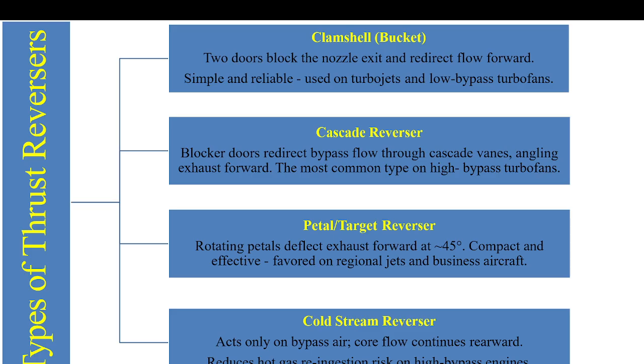Precisely, this can be used for smaller aircraft. Next is the rotating petals, which reflect the exhaust at 45 degree angles and are used for Learjets, or simply business class aircraft, such as 6-seater, 10-seater or smaller aircraft. Next is the cold stream, which is precisely used in high bypass engines, in our case the turbofan engine, where the cold stream is passed over the hot exhaust stream and reduces the temperature of the exhaust getting out of the nozzle. These are some of the different types of thrust reversals.